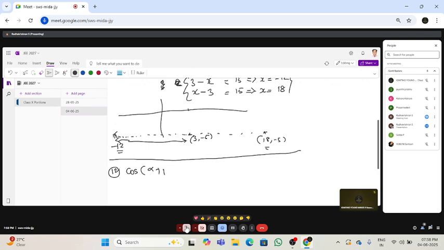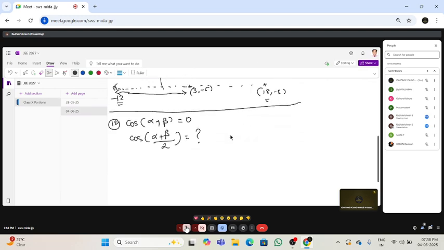Cos of alpha plus beta is given as 0. Then what is cos of alpha plus beta divided by 2? Can you solve this? Cos of alpha plus beta equal to 0, then what will be the value of cos of alpha plus beta by 2? Let us see how many do it. Because it's a 10th question which you have already finished and you should be able to answer them. So everybody please try and let me know.